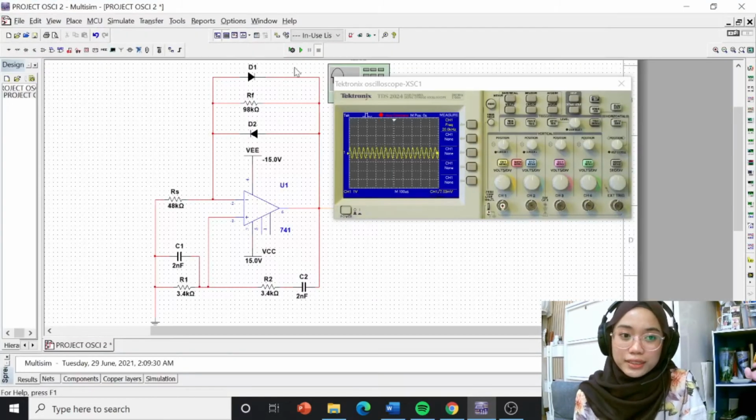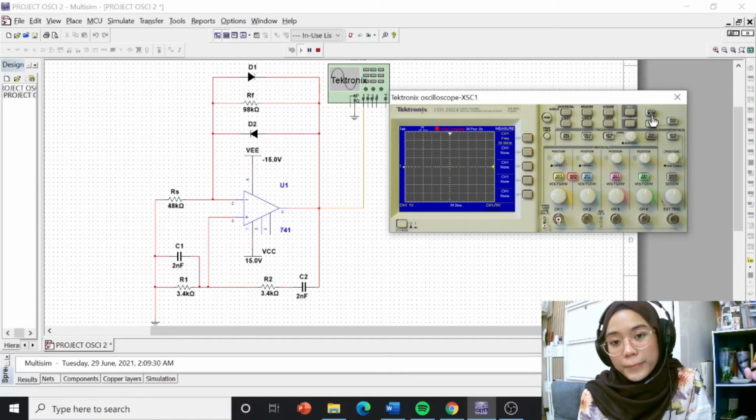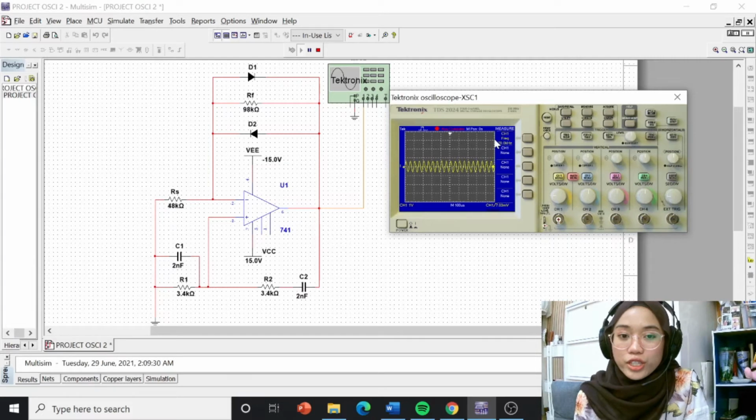So this is the simulation in Multisim. As you can see, the value of the frequency is 20 kHz, which matches the specification that you want. Thank you.